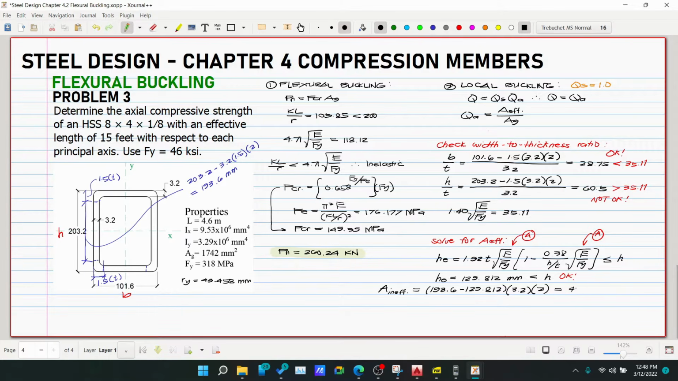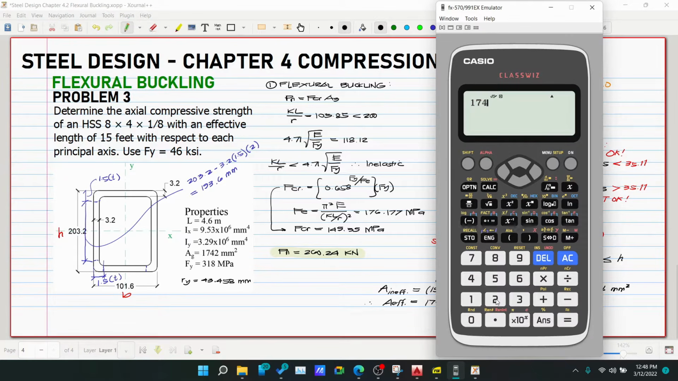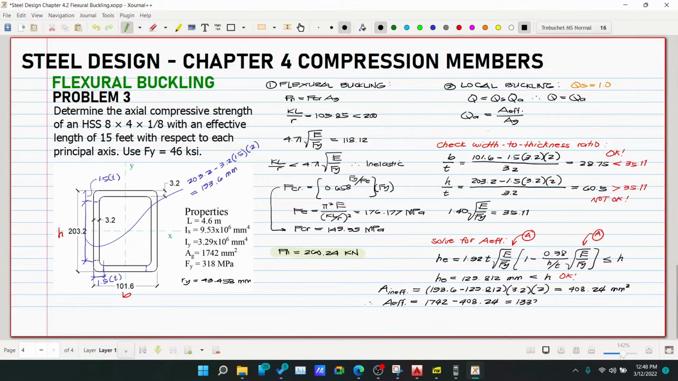So, 408.24 millimeter squared. Therefore, yung ating effective area is equivalent to area gross na 1742 millimeter squared minus nung ineffective area na 408.24. So 1742 minus 408.24, so 1333.76. So ito lamang yung gagana na overall area para sa ating member.